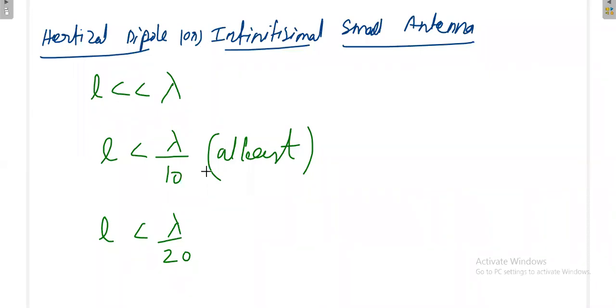But if I choose something other than 10, like 8 or 4, then it may not come here. It may go into another category. Because if instead of 10 I put 4, that is similar to lambda by 4. So that's why we ask what is very less. If your antenna length is less than 10% of the wavelength, then that is called a Hertzian dipole or infinitesimal dipole. So like this you will have many varieties, less than lambda by 20 or less than lambda by 40, like that.